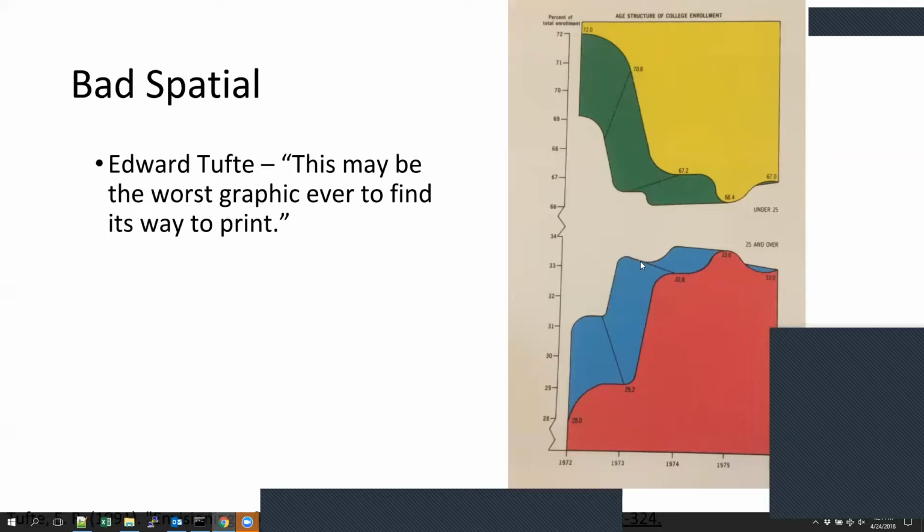Also, you can see this faux 3D effect going on here, where it goes back to a general place within the background, but it can be misleading. Is this actual data, or is it just that 3D effect going on?